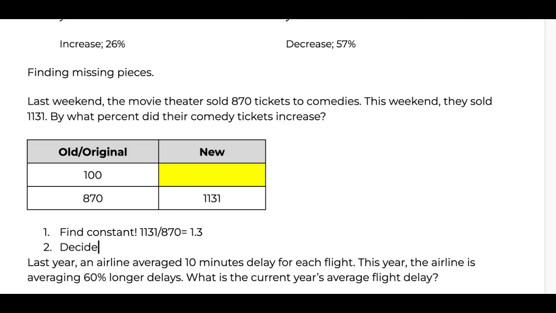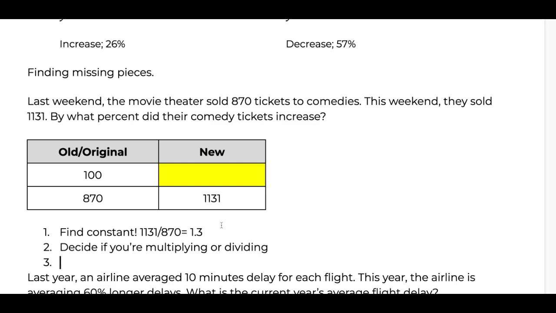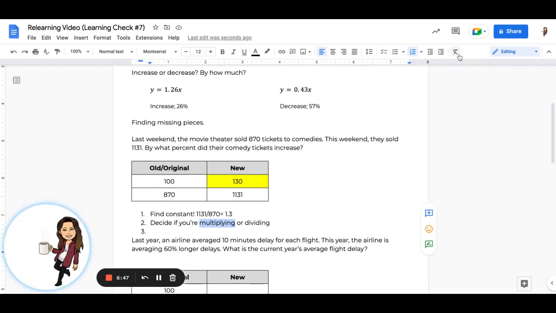So then you have to decide if you're multiplying or dividing. And since, like I said, we're going forward from the 100, we would be multiplying. So then you're going to take that number and multiply by 100, and that's going to give you 130. So for this one, we were multiplying.